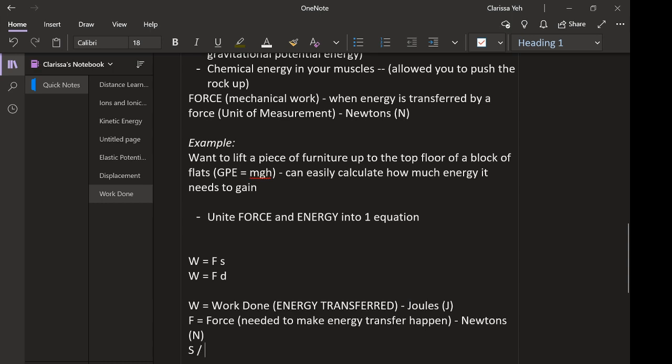And I'm going to put S/D. Oh, it keeps capitalizing it. Shouldn't be capital. Come on, don't capitalize it. There we go. S equals distance.